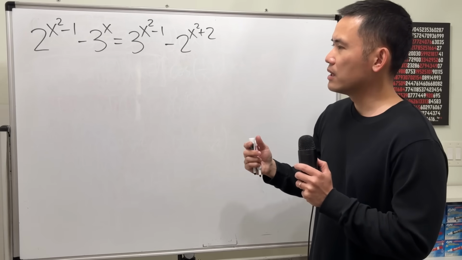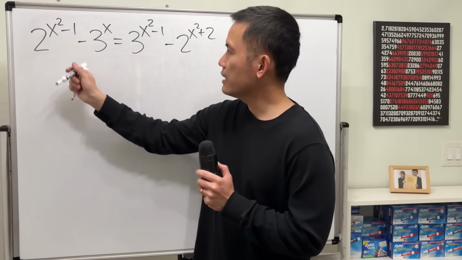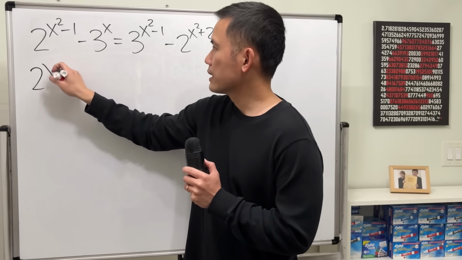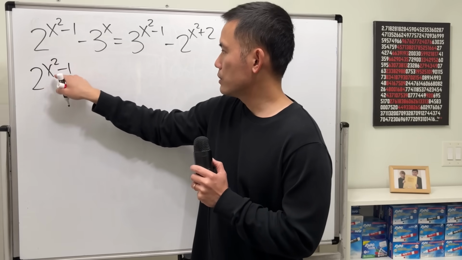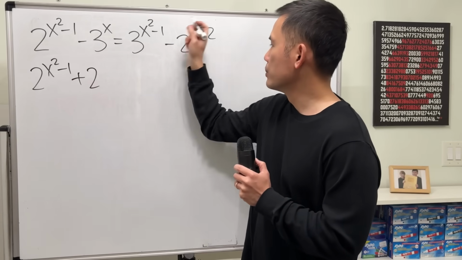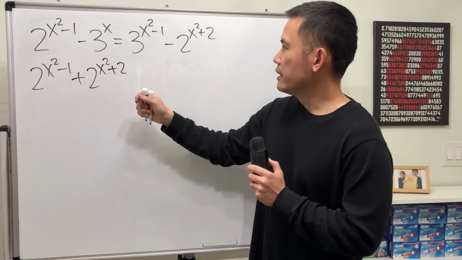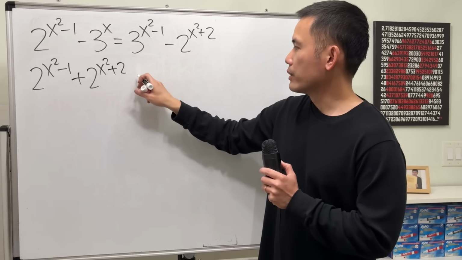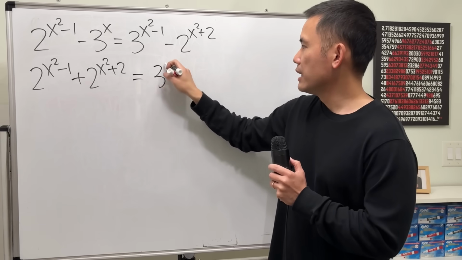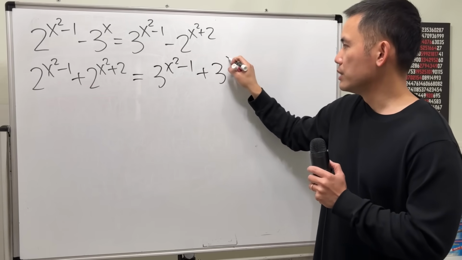Maybe we will put them together first and see how it goes. So I'm going to bring this term to the other side. So keep this right here, 2^(x²−1), like this is in the power, and then plus 2^(x²+2). Okay. And then I will move this to the other side. So that becomes 3^(x²−1) plus 3^x.